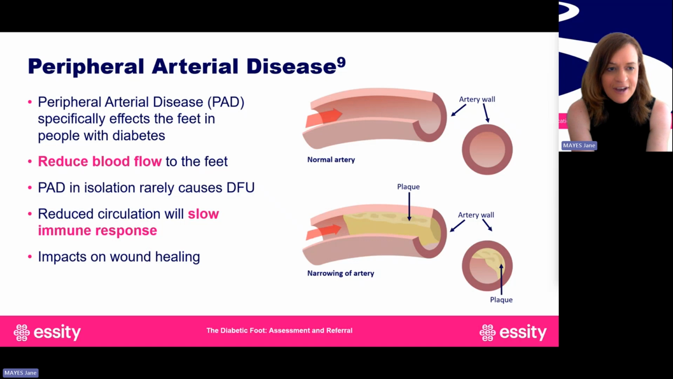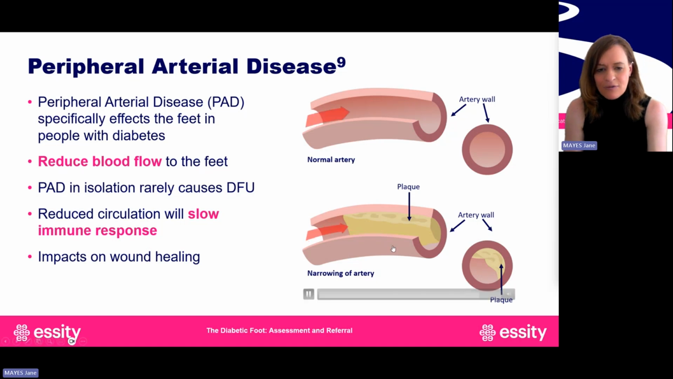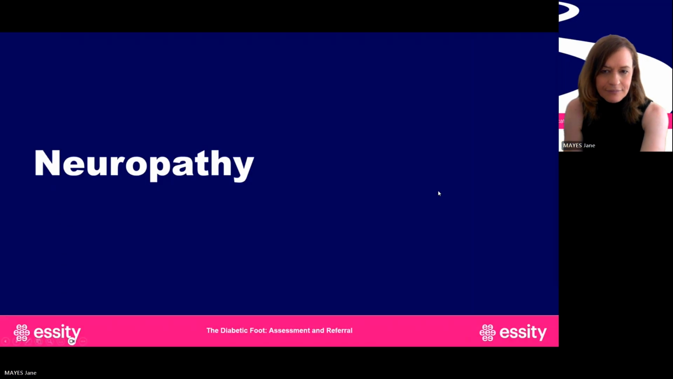Diabetes is a contributing factor. The reason diabetes is such an issue is peripheral arterial disease, the damage that that high level of glucose has done to the circulatory system. So, a nice thinking point there. Peripheral arterial disease is one of those contributing factors to foot ulceration. And then the other one, neuropathy.